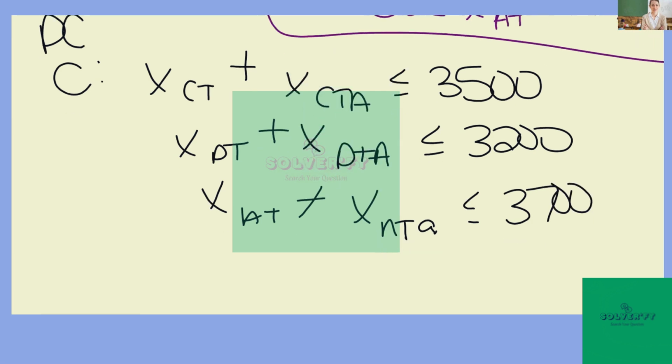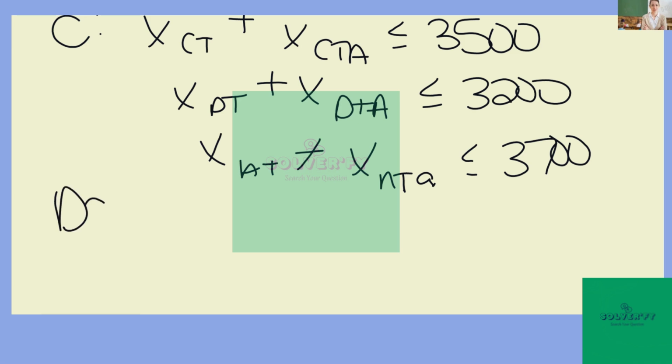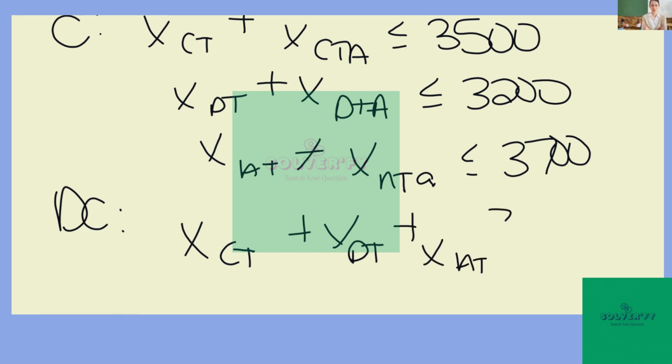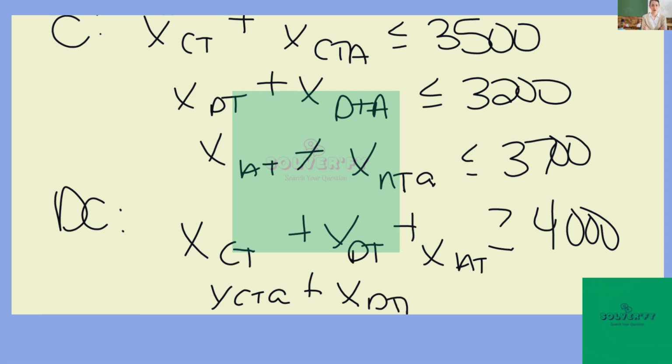For our demand constraints, we're going to have that x ct plus x dt plus x at has to be greater than or equal to 4,000, and x cta plus x dta plus x ata has to be greater than or equal to 2,500.